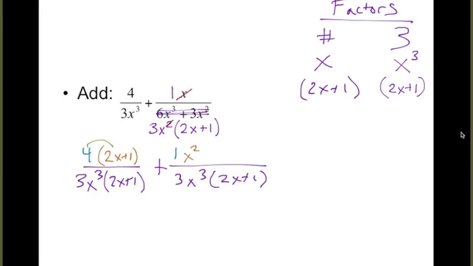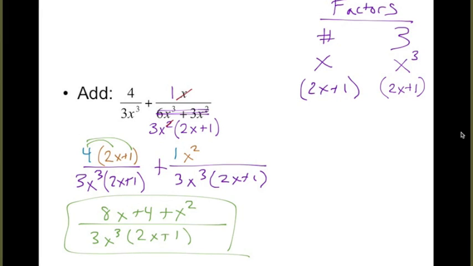So then I need to distribute in my numerators. So I get 8x plus 4, and the other one plus x squared, and that's all over that least common denominator. Questions?